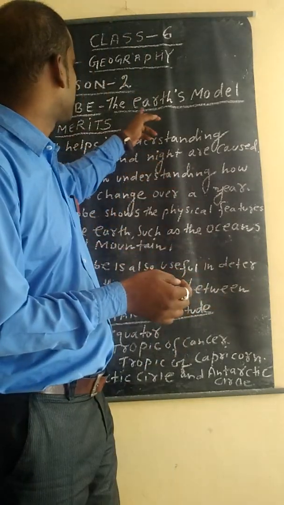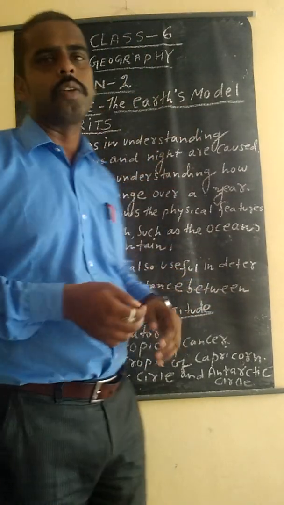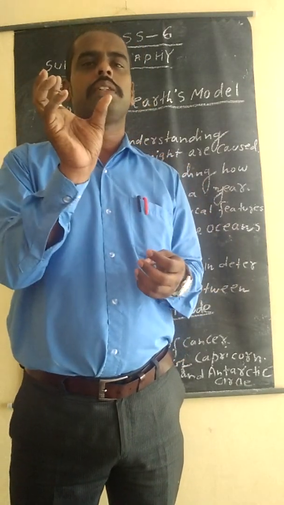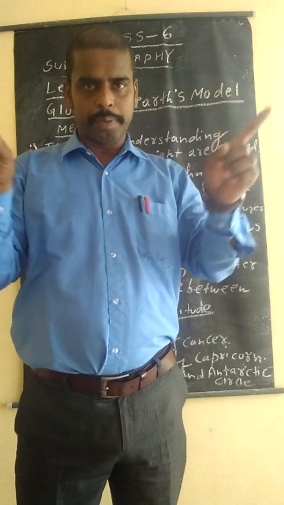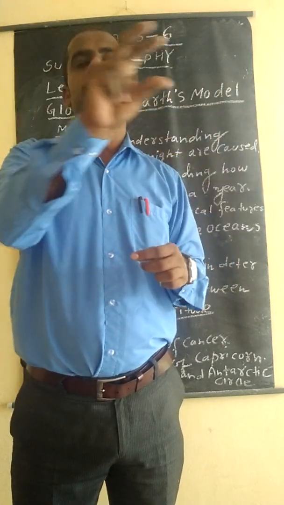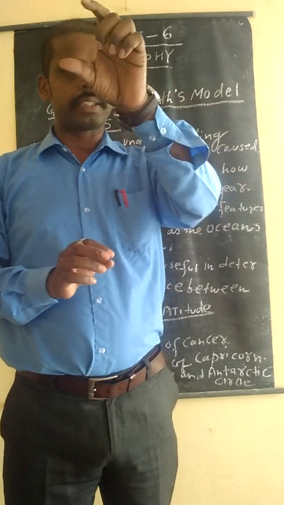Now come to the points. The Earth model. You know the globe. The globe is a small model of the Earth. You can make a globe at your home also. Take a ball, and on chart paper draw the world map. There are continents also. There are 7 continents.